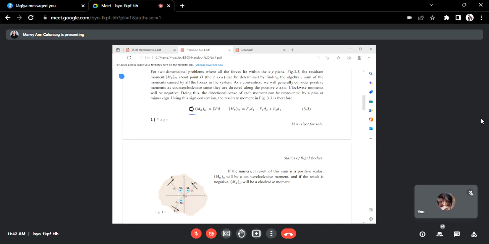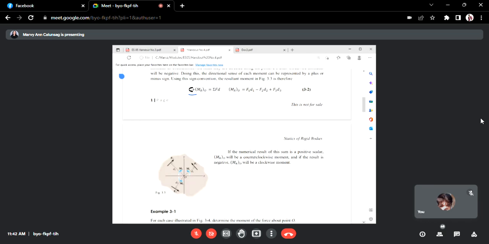In this illustration, we have three forces, F1, F2, and F3. We want the resultant moment of the three forces about point O. Therefore, we take the algebraic sum of all their moments: the moment of F1 about O, the moment of F2 about O, then the moment of F3 about point O. We just have to consider the sign.